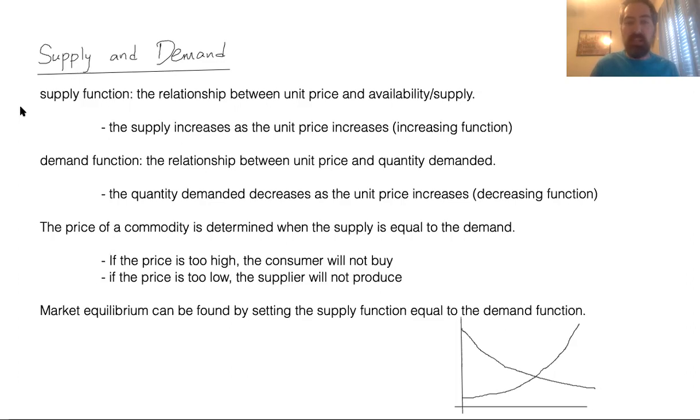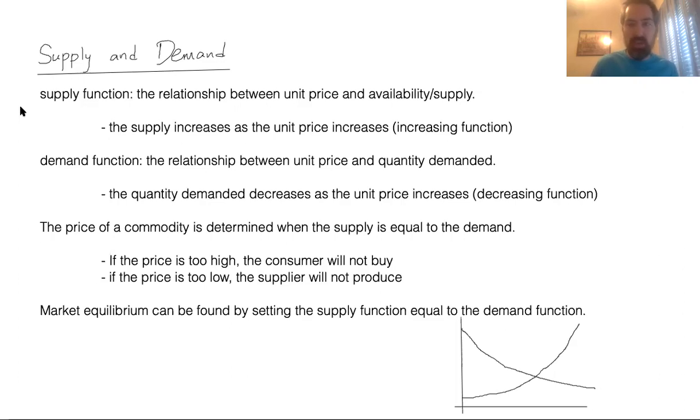And the price of a commodity is determined when the supply is equal to the demand, right? That's what's referred to as the market equilibrium, when supply equals demand. And we're interested in finding that market equilibrium, in the sense that if the price is too high, the consumer is not going to buy. But if the price is too low, then the supplier is not going to produce because it's not cost effective for the supplier. So we want to find where the supply is equal to the demand. This market equilibrium.